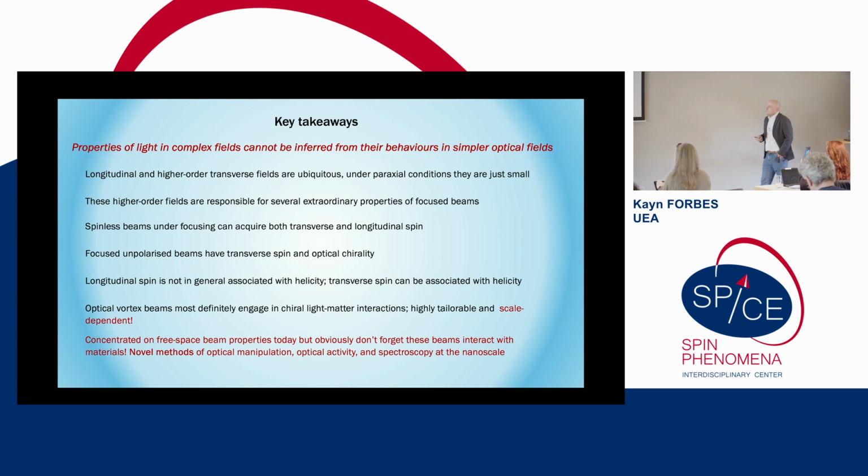Okay, so clearly today I've concentrated on free space beam properties. As I said at the start, I just want to give an overview of what this light can do, okay? But obviously, don't forget these beams interact with things, okay? So all these things I've spoken about represent novel methods of optical manipulation, optical activity, so chirality stuff, and spectroscopy at the nanoscale, okay? That's what I think a lot of you want to do with these beams, and so you can take these optical properties as a starting point, okay, and start to see what you can do when you start shining them on actual materials, okay?